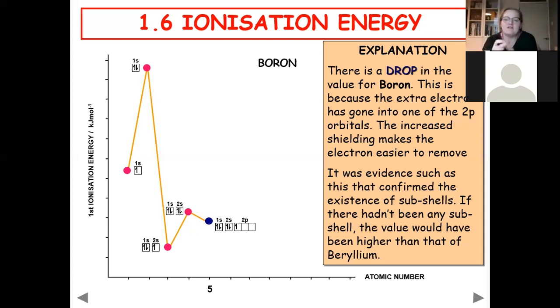It's evidence like this that confirmed that subshells actually exist, and if they hadn't existed, the value would be higher than that of beryllium. Boron would be probably somewhere like here, but obviously we do have subshells, and that was one of our reasonings why we could actually prove that subshells exist, and it also explains why boron goes down. So here our nuclear charge has increased, our atomic radius hasn't changed, but our shielding has.